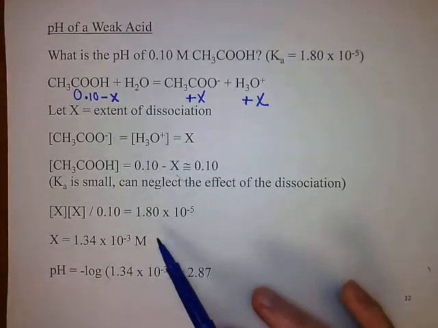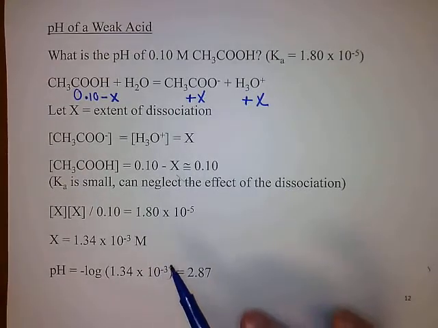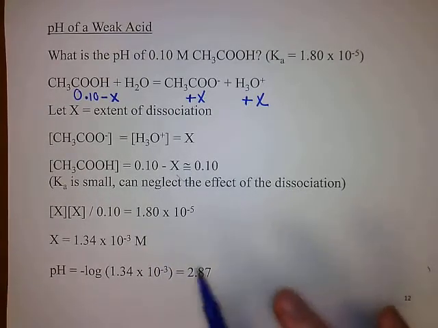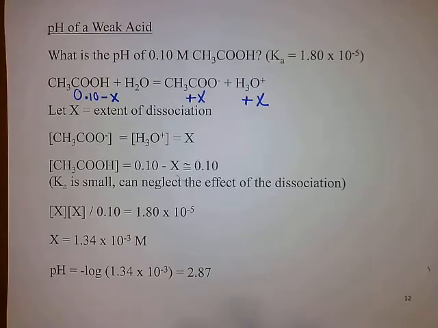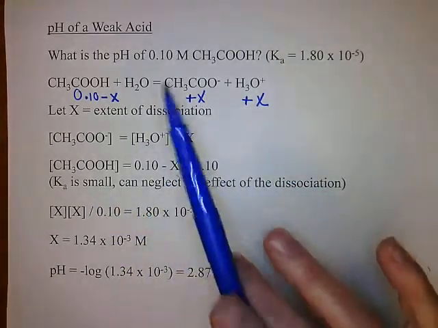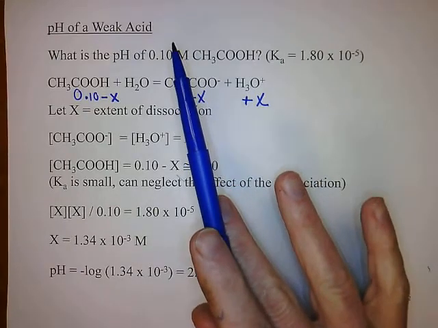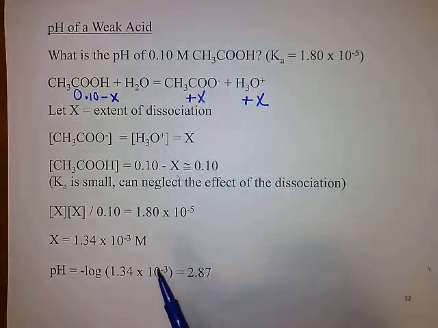You take the pH of that, and you get 2.87. Okay. Now just remember, if this had been a strong acid, if this had been 0.1 molar HCl, our answer would have been 1. So we're changing almost 2 pH units.